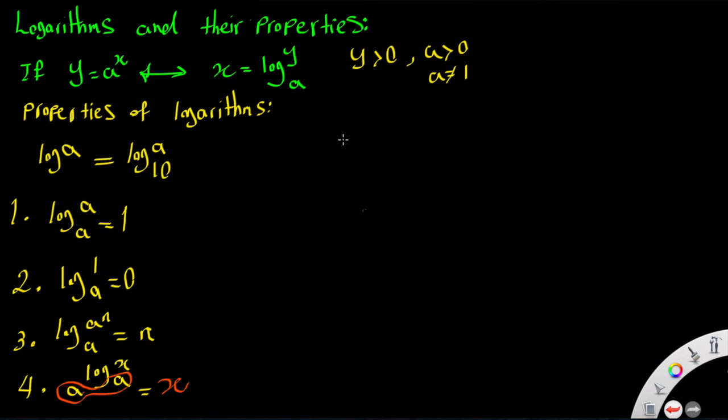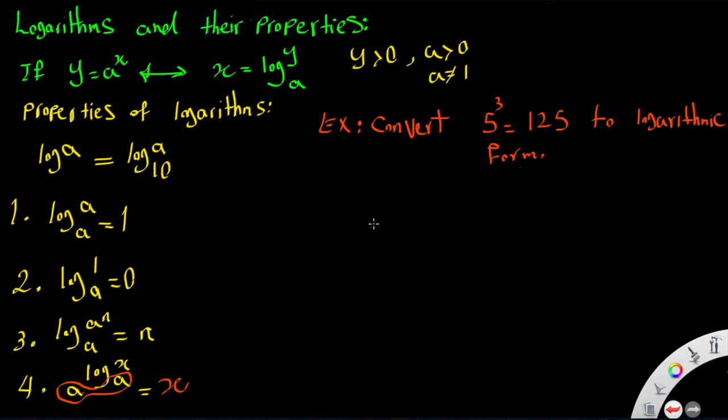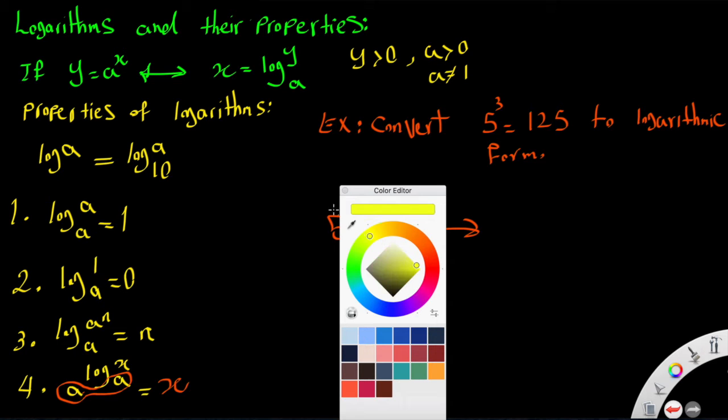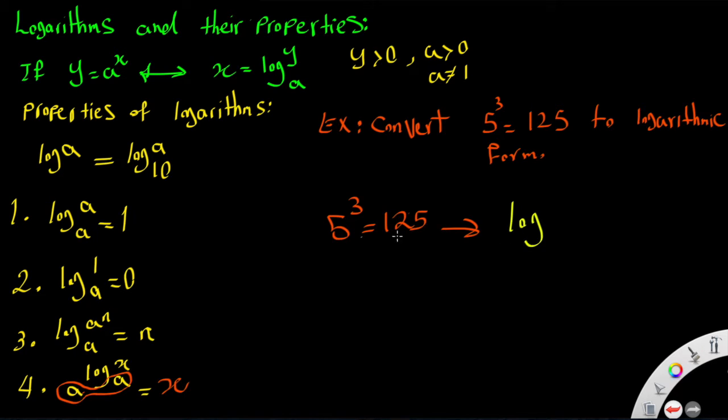Now let's see some examples. Example 1: convert 5 to the power of 3 is equal to 125 to logarithmic form. Now 5 to the power of 3 is equal to 125. I want to change it to logarithm form, so I write logarithm of 125, what is the base here? 5. Logarithm of 125 to the base 5, since 5 to the power of 3 becomes 125. So the logarithmic form will be log of 125 to the base 5 is equal to 3.